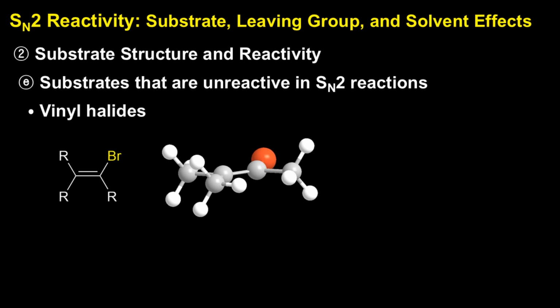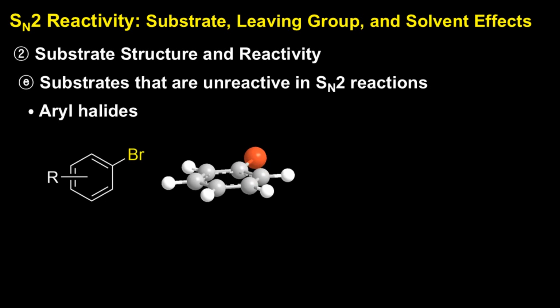But not every substrate works for SN2. Some are just structurally wrong for it. Take vinyl halides, for example. The carbon-halogen bond is sp2 hybridized, so the nucleophile can't do a proper backside attack. On top of that, the nearby double bond is electron-rich, and it actually pushes nucleophiles away. So the result? Vinyl halides are basically off-limits for SN2.